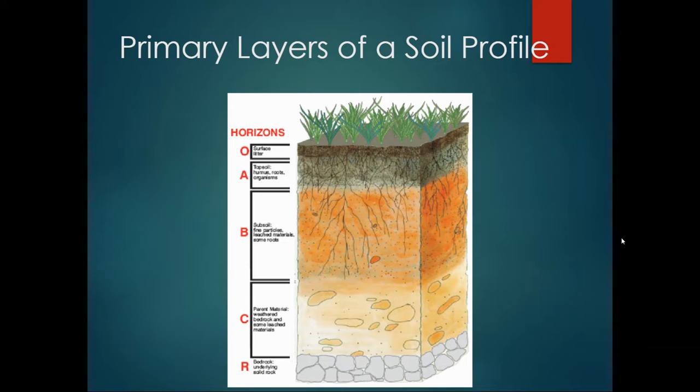For agriculture purposes, we really concern ourselves with the A and the O horizon. And this is your topsoil and your organic matter. And this is what needs to be extremely healthy for you to be successful with growing any type of produce or any type of plants.